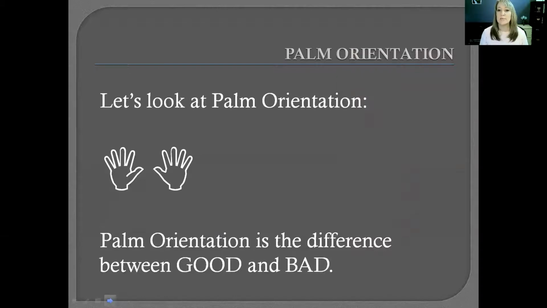So let's look at an example of palm orientation. Palm orientation is the difference between the sign for good and the sign for bad. Watch this. Good, bad. Everything is the same. It's the same hand shape. It's the same movement, but I've changed the palm orientation. Good, bad, which also can be signed, by the way, good and bad with just one hand.